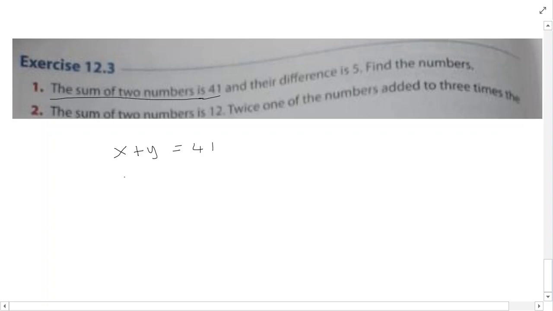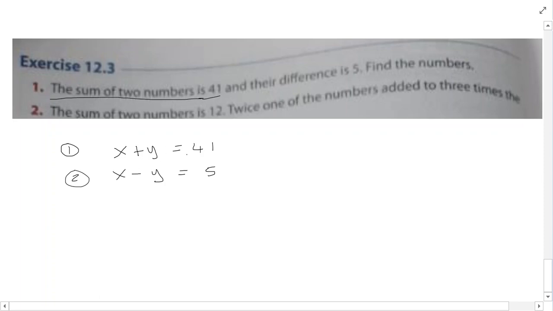Now the second one is: and their difference is 5. What do we mean by difference? If we take one from the other, the difference is 5. So the way that we can say that is x minus y is equal to 5. Now you have two simultaneous equations, you have 1 and you have 2. What you've been asked to do is find the numbers.